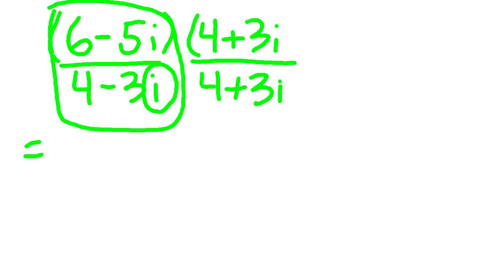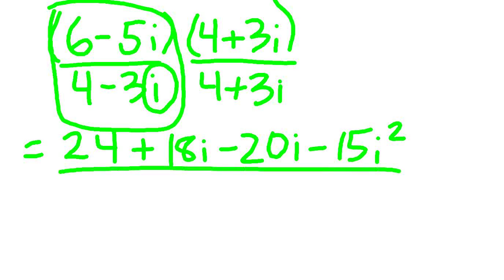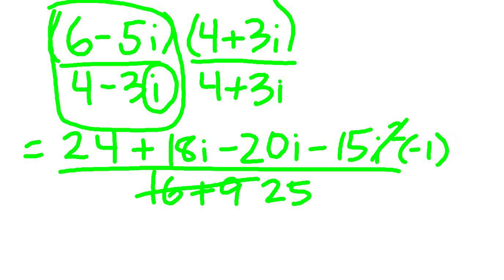Well, when we multiply complex numbers, we multiply term by term. So we get 6 times 4 is 24, and then 18i minus 20i minus 15i squared over a sum of squares, 16 plus 9. And we can simplify this further. 16 plus 9 becomes 25. i squared is negative 1. And then we can collect like terms.